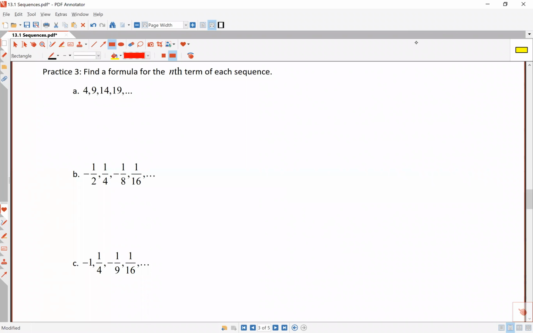Now that you've had a chance to work this out, I'll work this out with you. 4, 9, 14, 19. We're adding 5 there, adding 5 there, adding 5, adding 5. Adding 5 each step, which tells us it's going to be a sub n equals 5n.